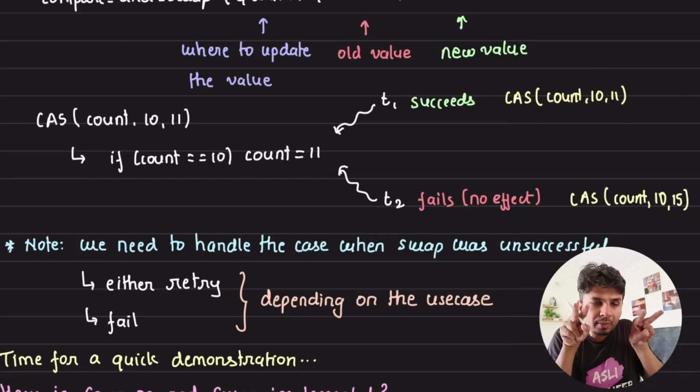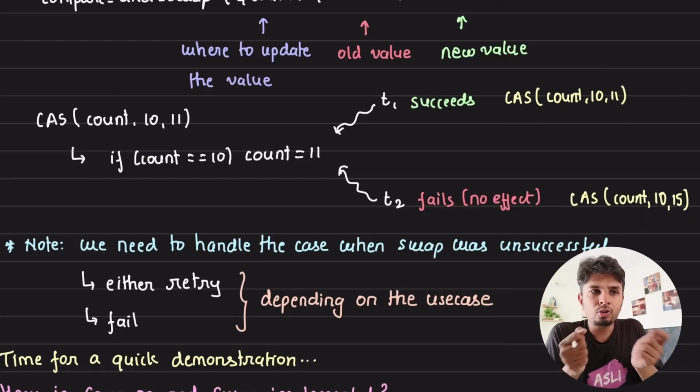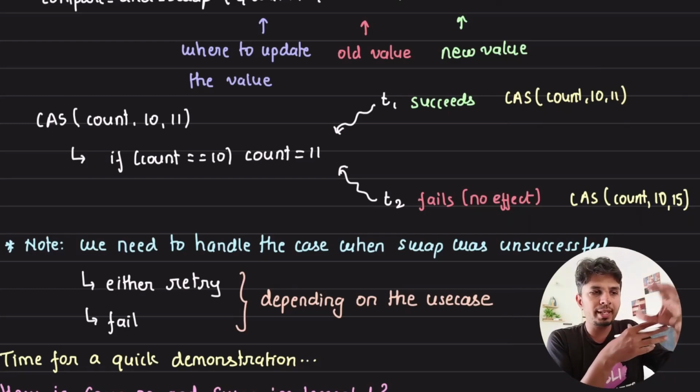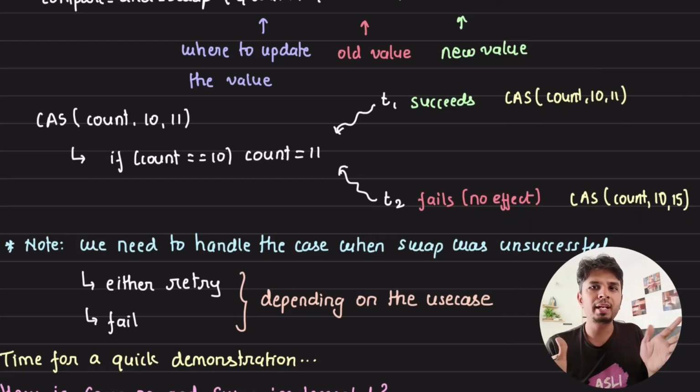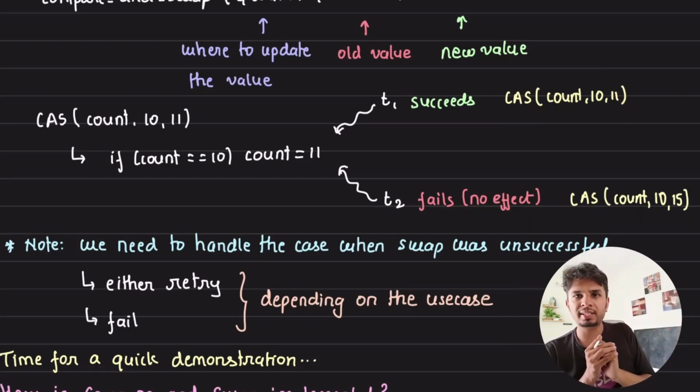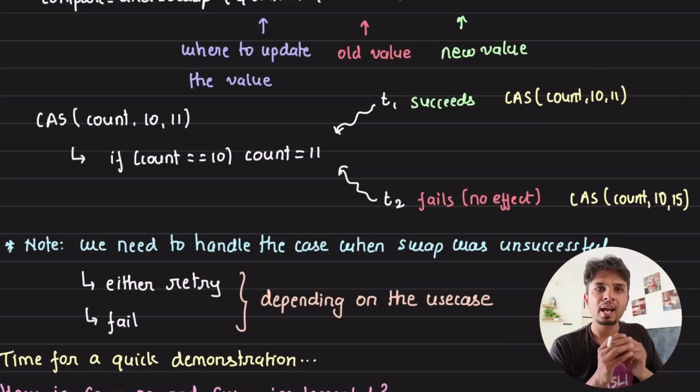Now, if both of them come at the same time, how do you know which one came first and which one came second? You would take locks and all to do it, right? That's the pessimistic way of doing it. But what the optimistic approach says is, you would want one of the operations to succeed while the other operation fails. How would you do that?